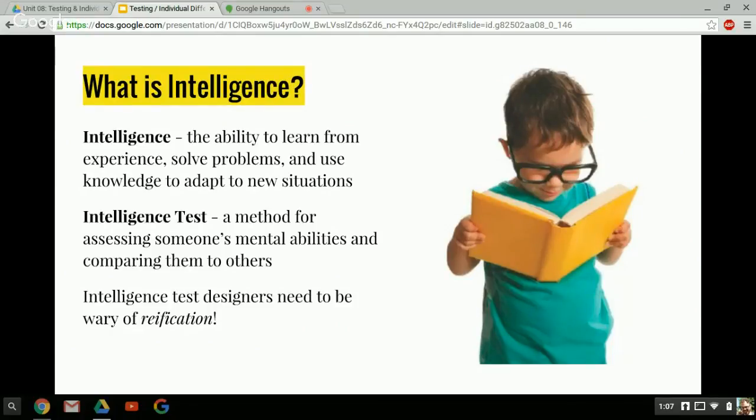Intelligence tests, then, are a way that we assess someone's mental abilities and compare them to others. Both parts of that definition are important. It's not just how smart are you in a vacuum. It's how smart are you compared to the people around you in your class.